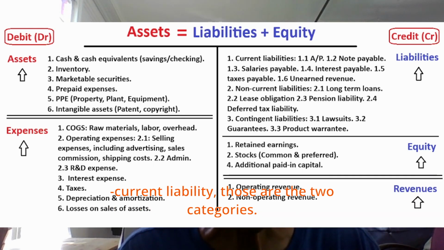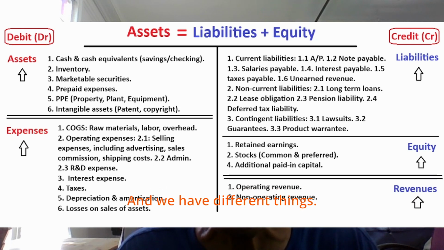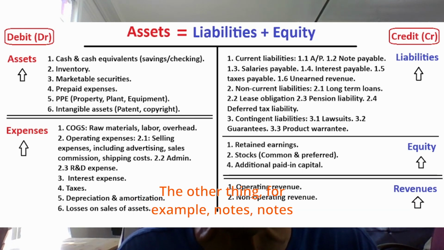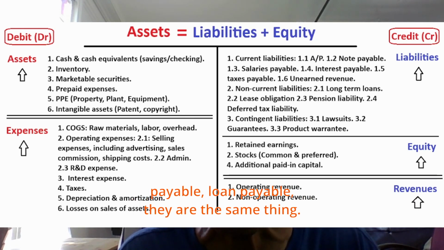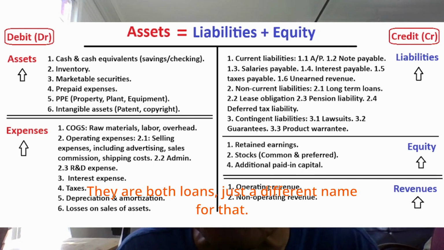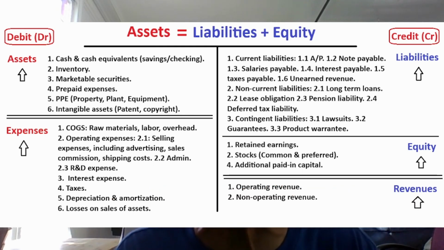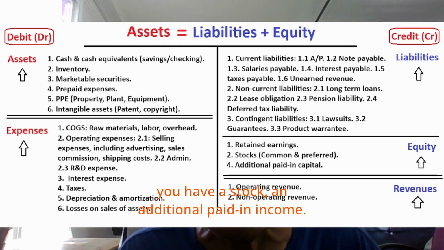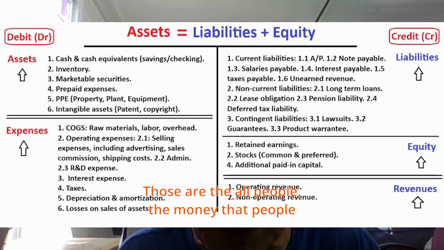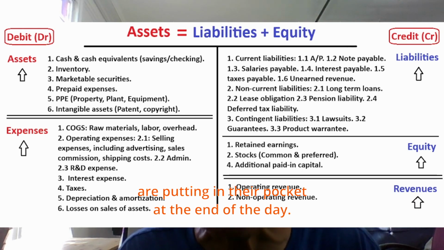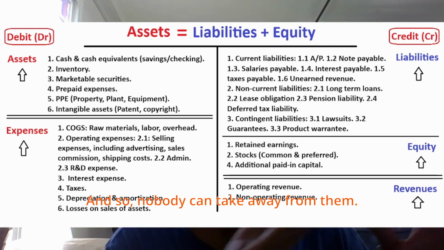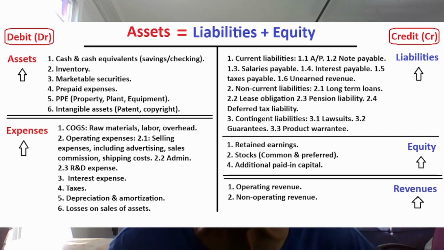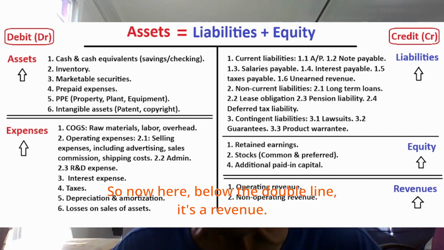Intangibles, okay. On the right-hand side, you see the current liability and the non-current liability. Those are the two categories, and we have different things. For example, note payable and loan payable are the same thing. They are both loans, just a different name. And then equity: you have retained earnings, you have stock and additional paid-in capital. Those are all the money that people can put in their pocket at the end of the day, so that nobody can take away from them.